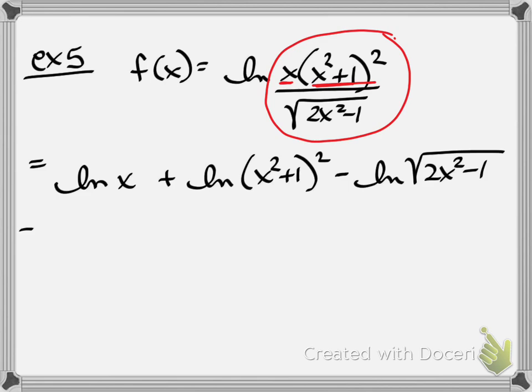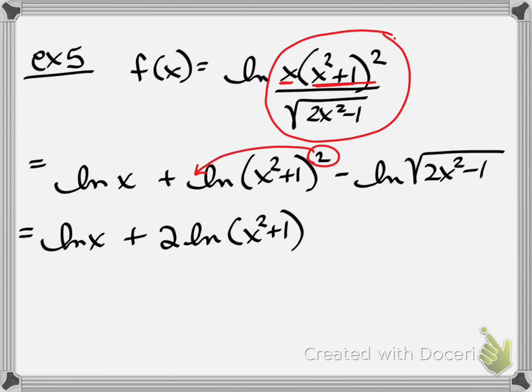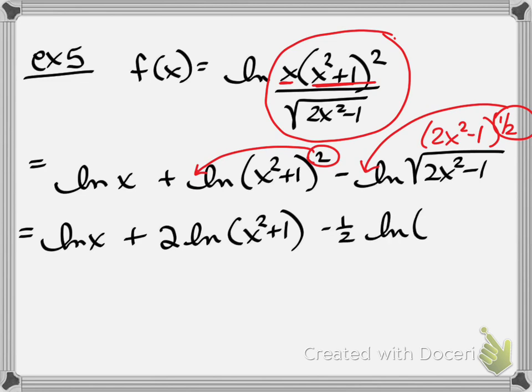And now I can't do anything to this first term. The second term, this exponent can come down to the front. And this third term, I could have written it as 2x squared minus 1 to the half. So that exponent can come down to the front. So you might say, well, that doesn't look any nicer at all. But let's now do it one little step at a time. So we've rewritten it as much as we can. So now let's do the derivative.